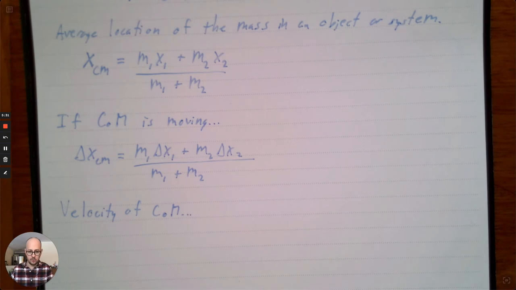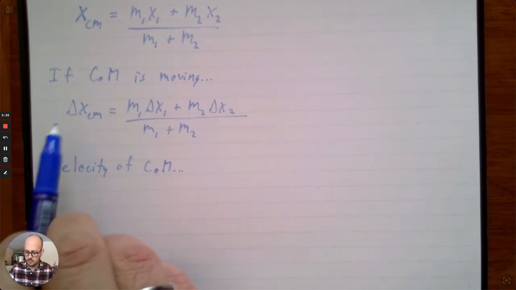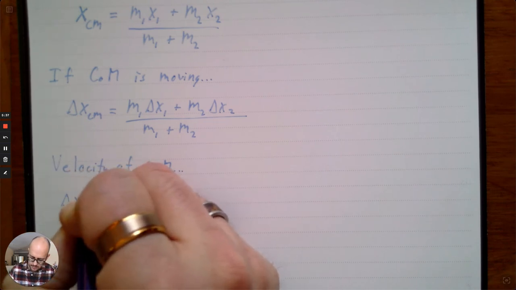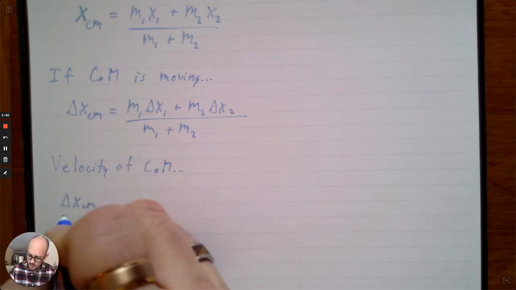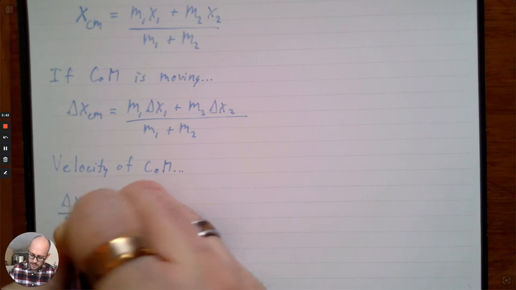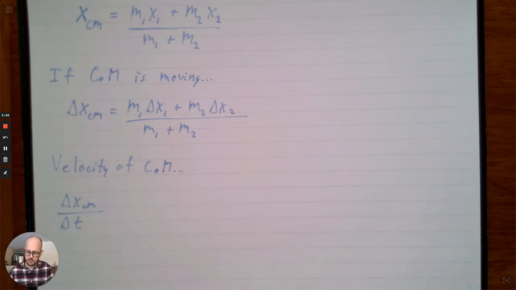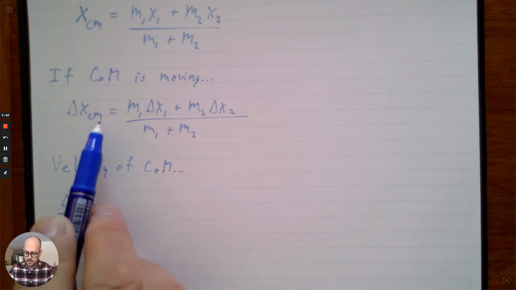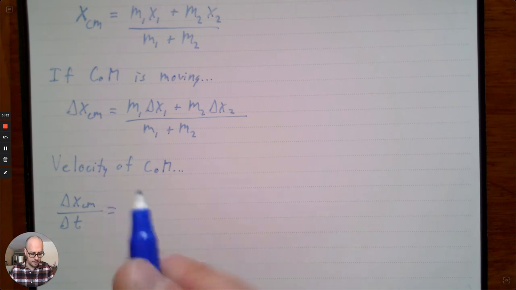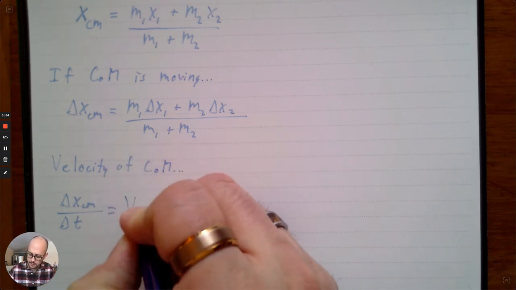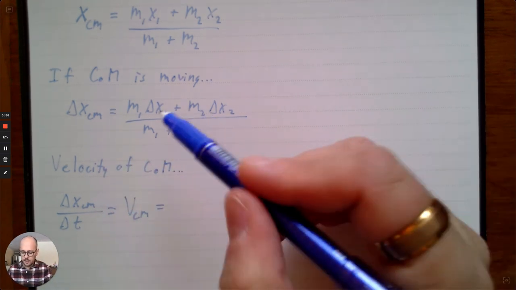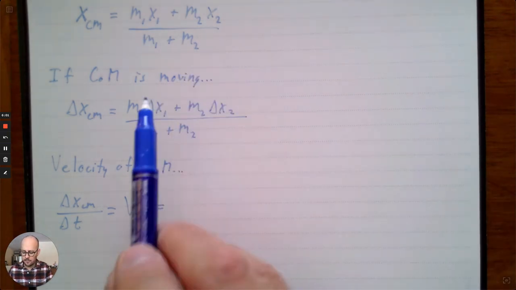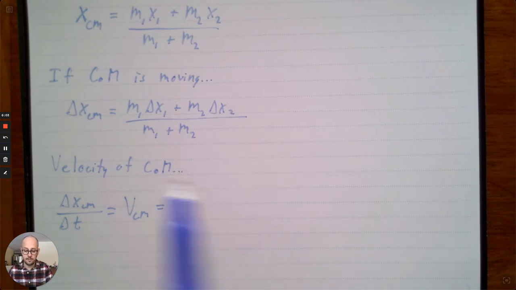And so what I do to get velocity is the rate of change in position. So I would take the displacement of the center of mass and divide it by a time interval. This can be any time interval, but we're just deriving it, so it's a variable. So the displacement of the center of mass divided by time would be the velocity of the center of mass. If I divide this entire expression by time, every term in the numerator would then be divided by time.